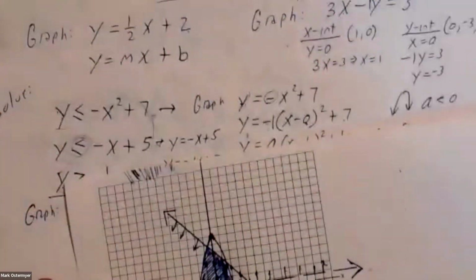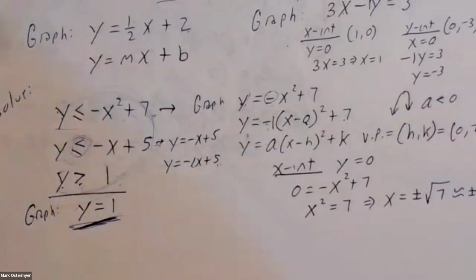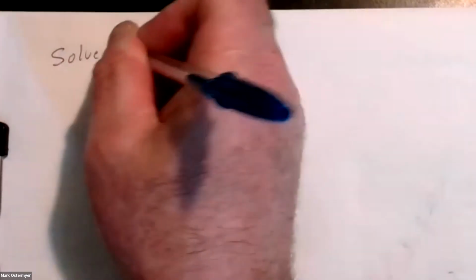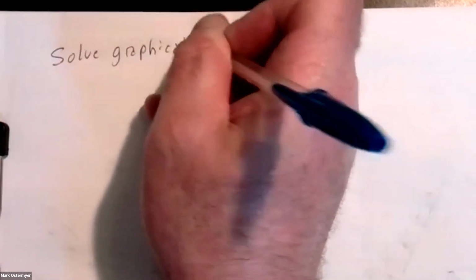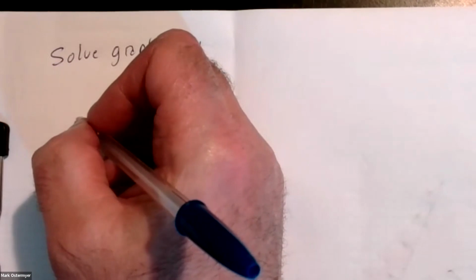Okay, classwork, and then we'll wrap it up. I have a problem for you. I want you to try this problem here. I want you to solve this one right here graphically. Let me think here. I'm thinking for a second. Hold on. Okay, here it is.